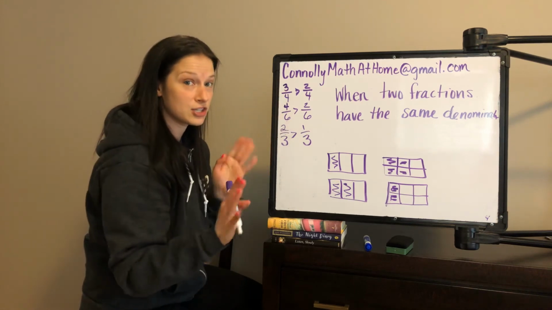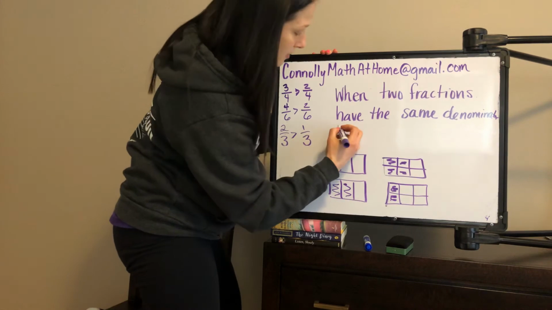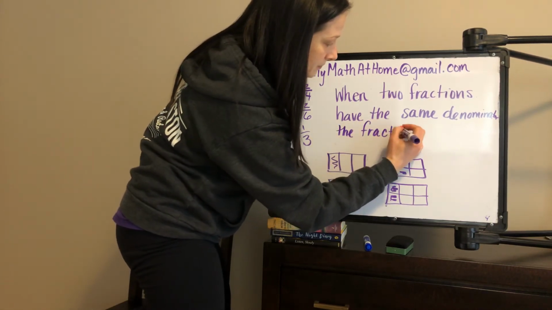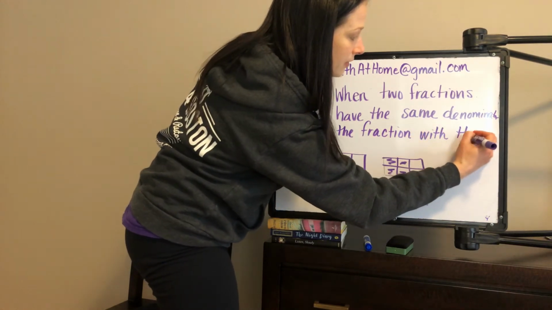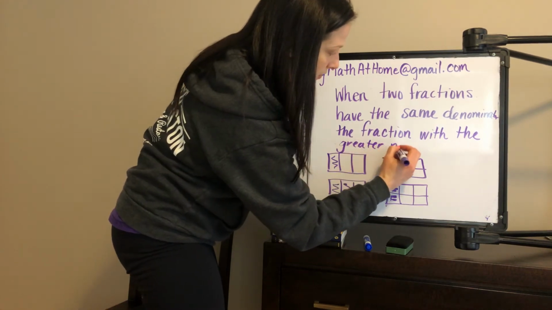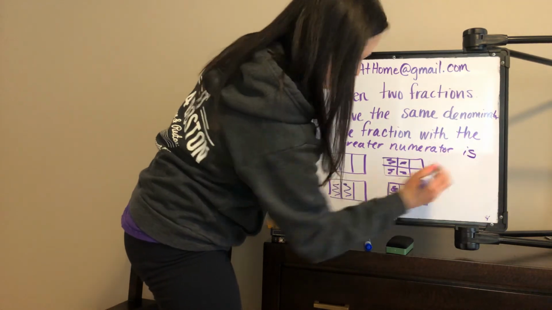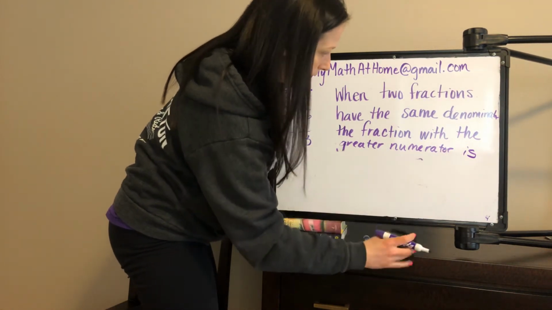So let's finish this conjecture so that we totally understand. So when two fractions have the same denominator, the fraction with the greater numerator, and greater means larger, with the greater numerator, is greater. Sorry, this is a very small board.